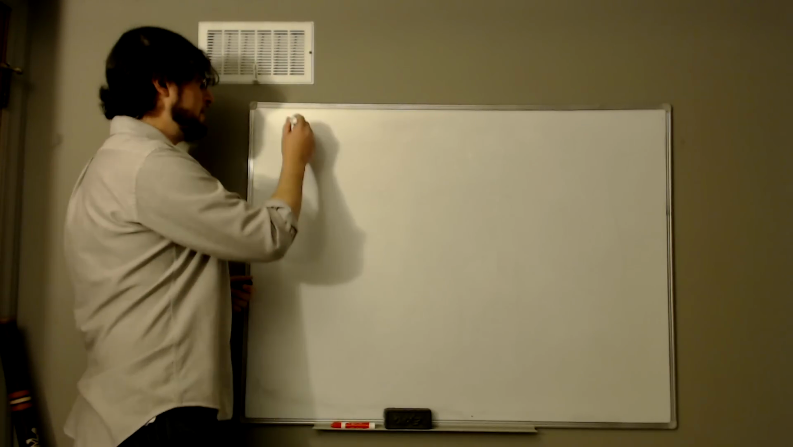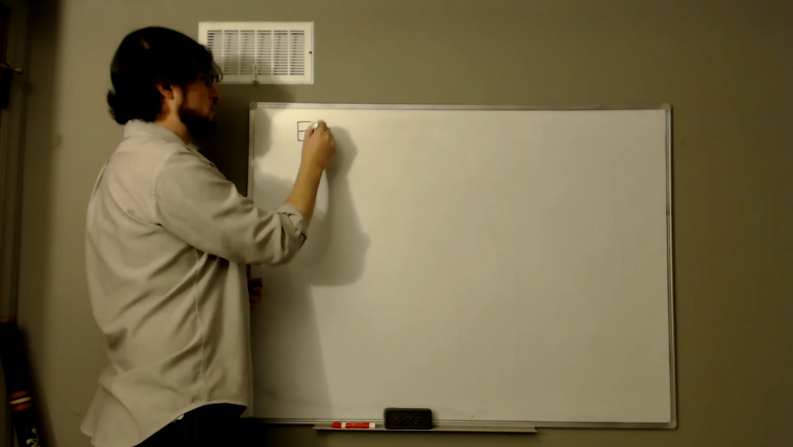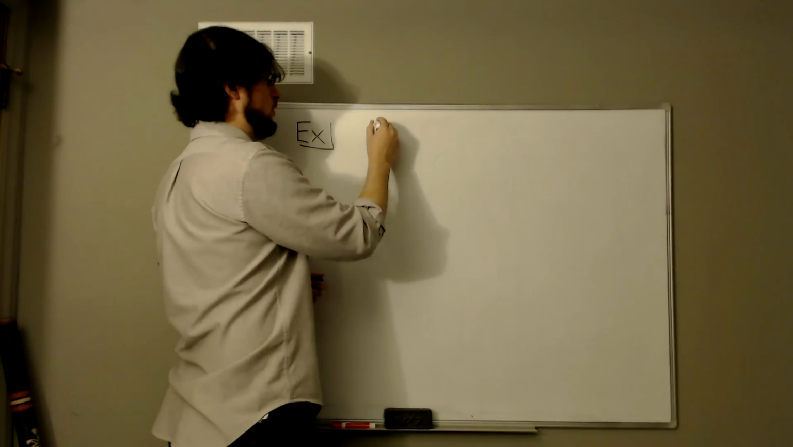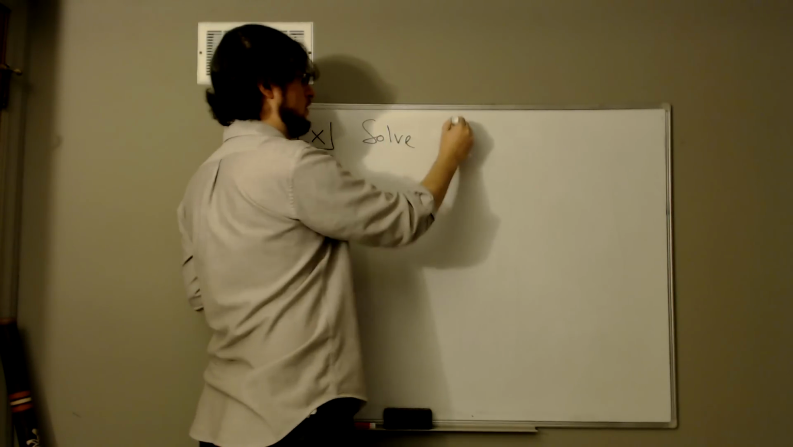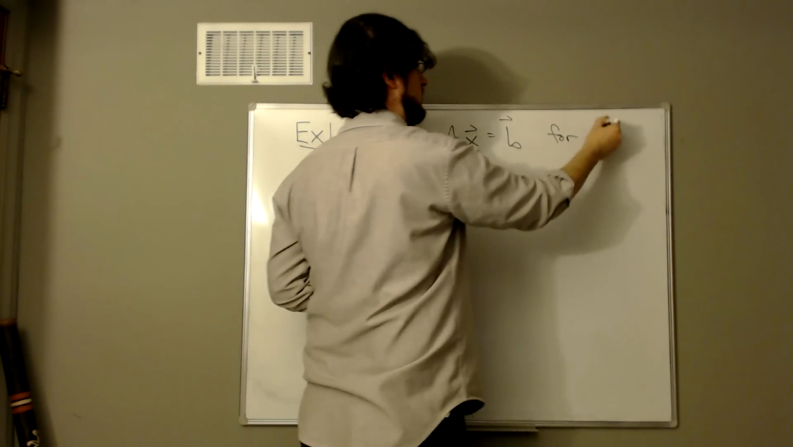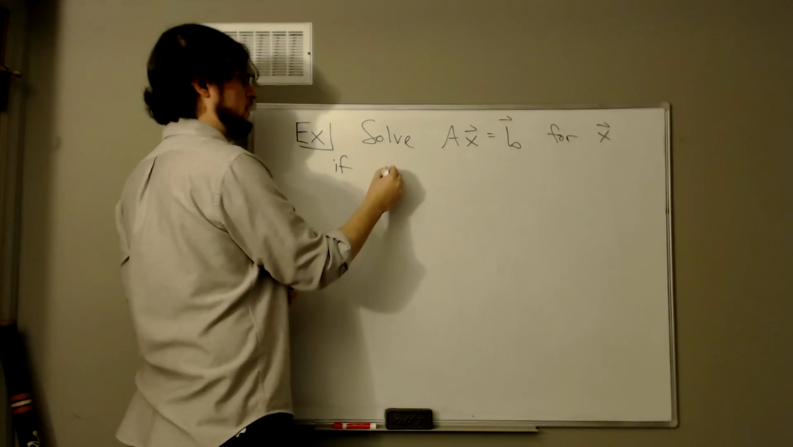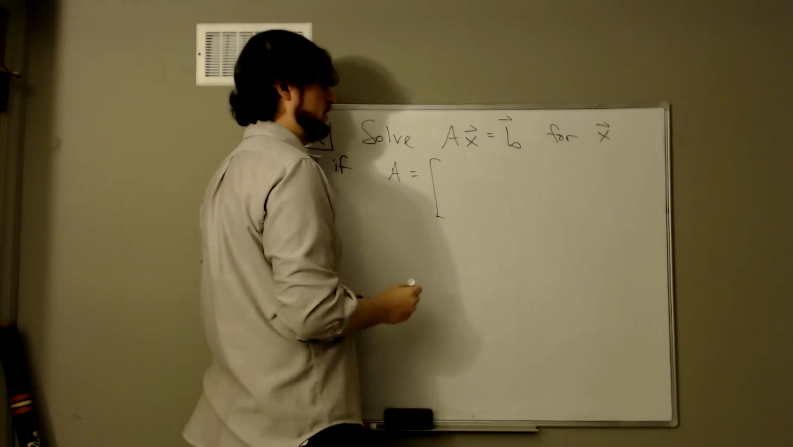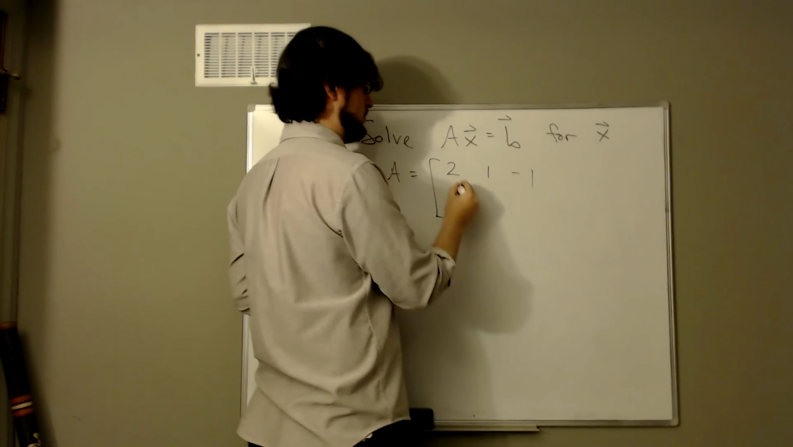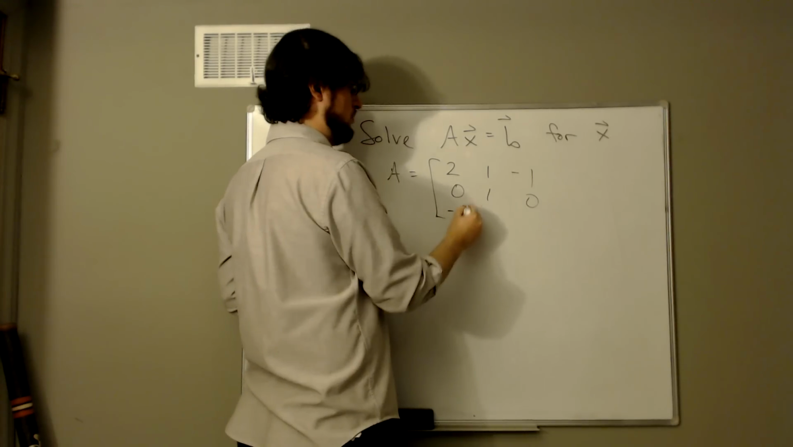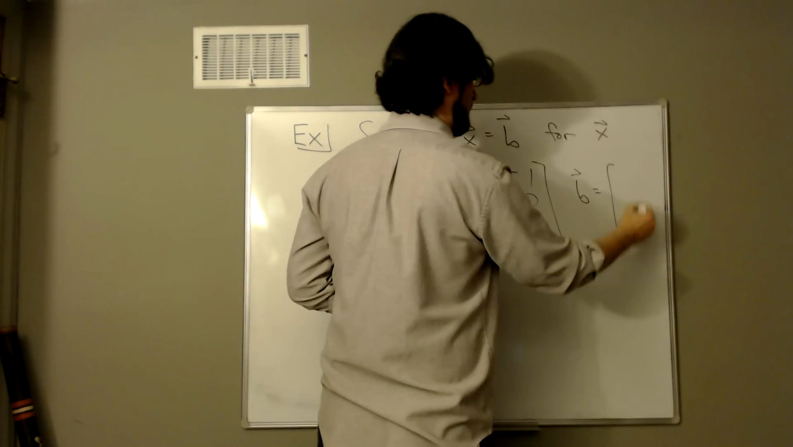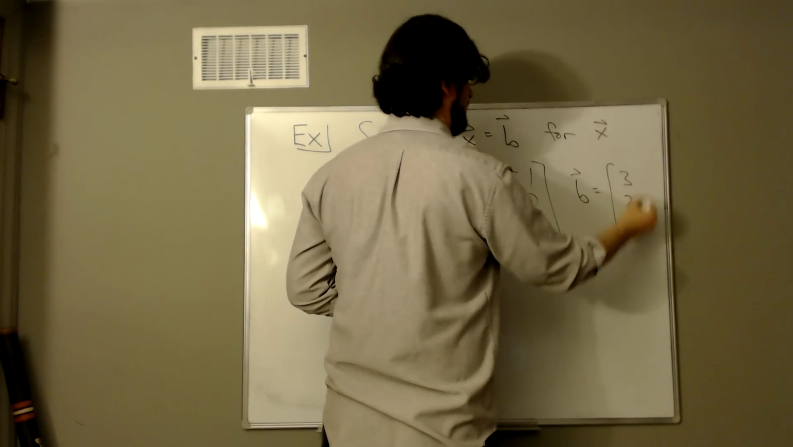All right, so let's apply this new way of thinking about matrix multiplication by a vector to answer a question. So let's solve AX equals B for X if A is the matrix 2, 1, minus 1, 0, 1, 0, minus 2, 0, 1, and B is the vector 3, 2, minus 1.